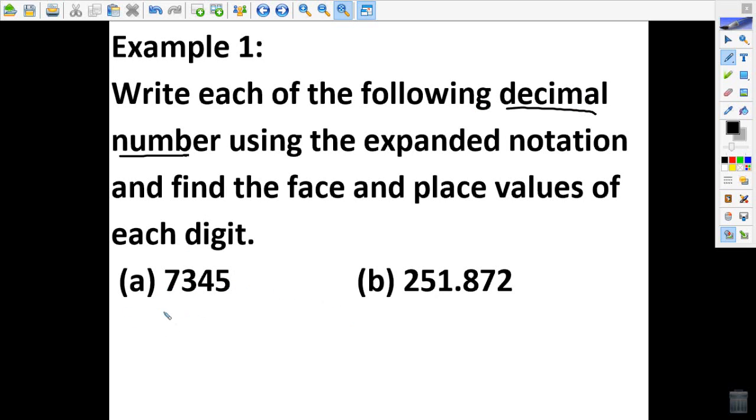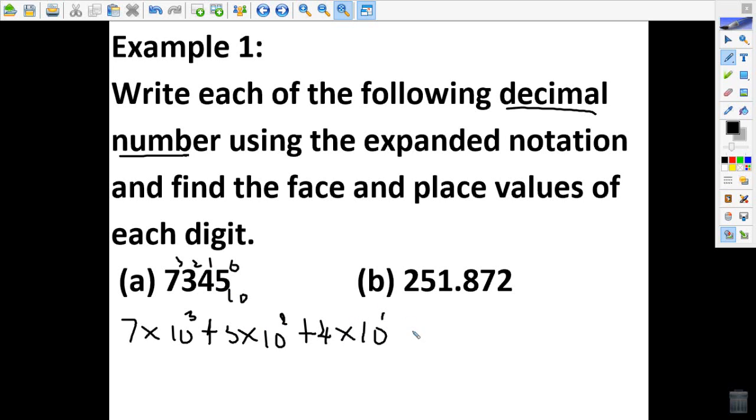So to expand this, the first number is 7 times, since it's in base 10, you say times 10, and we have 0, 1, 2, 3. 7 is carrying the power of 3, because the operation is in base 10. The next digit is going to be plus 3 times 10 raised to the power 2, plus 4 times 10 raised to the power 1, plus 5 times 10 raised to the power 0. That is the expansion. You have expanded this.